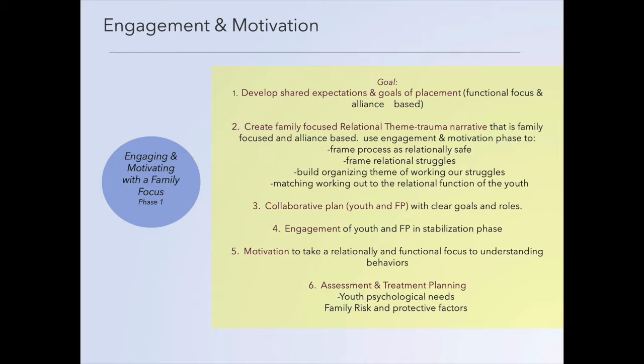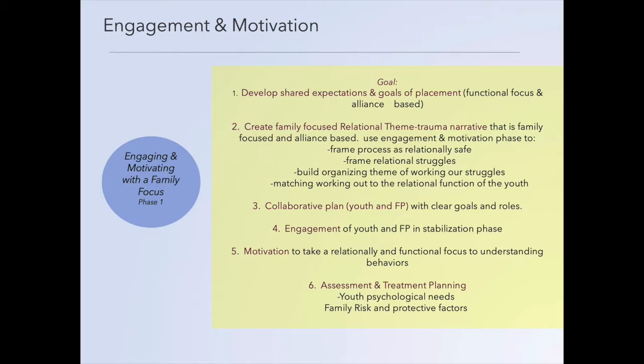Third, the outcome of this phase is actually a collaborative, not plan, but a collaborative agreement between the youth and the foster parents with clear goals and roles. Fourth, one of the outcomes we're hoping for is engagement. And what I mean by engagement is it's the very same engagement that functional family therapy seeks to develop. It's engagement with the youth and the foster care parents, that they're part of both the success of the youth and the placement, that they're both in it together, that it'll take both of them to work it out.